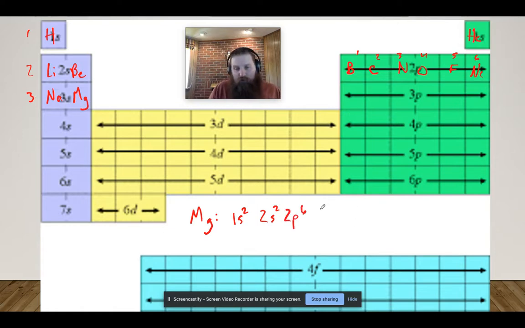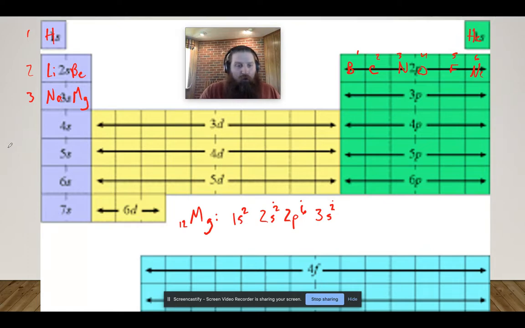3s1, 3s2. Now, we know that magnesium is number 12. That's its atomic number. We know that magnesium is neutral when it's an atom. We know that each one of these little exponents tells us how many electrons are in that orbital. So 2 plus 2 is 4, plus 6 is 10, plus 2 is 12. The exponents should add up to the atomic number if you're doing the electron configuration for a neutral atom.